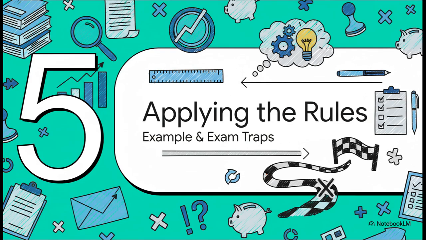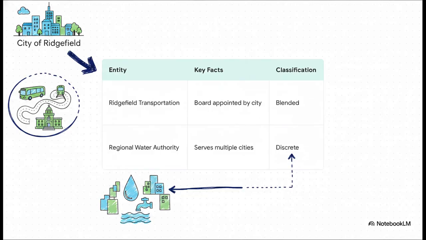All right, knowing the rules is one thing, but applying them under pressure is what gets you a passing score. So let's walk through a classic example, and then I'll point out the common traps the exam loves to set for you on this topic. Okay, meet the city of Ridgefield. It has two component units. First, the Transportation Authority. The city appoints its board, and here's the key, it only serves the city. Since it's basically part of the city's operations, it gets blended or combined.